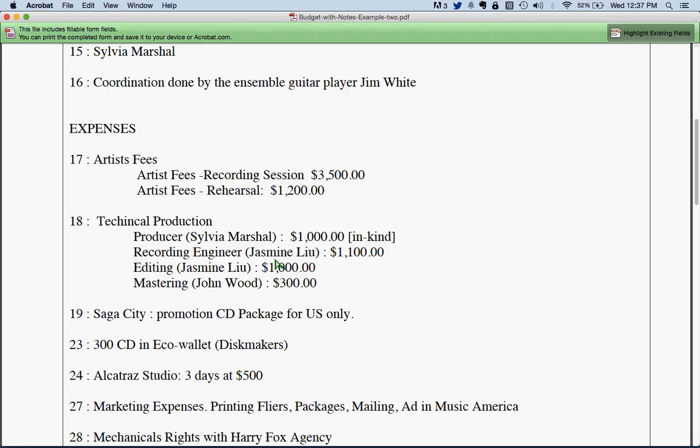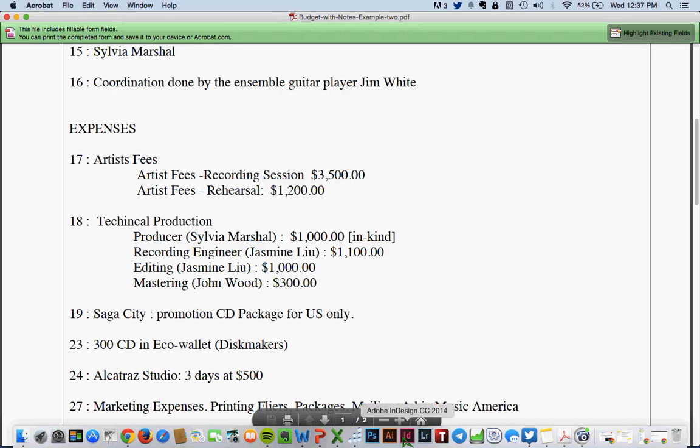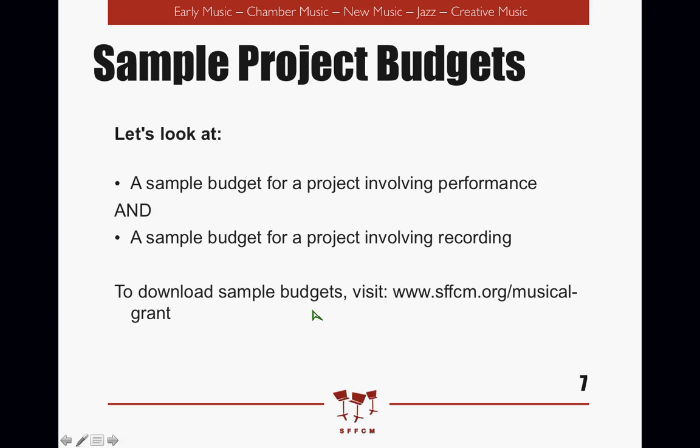I think that is it for this particular example. So let's go back to our PowerPoint. Some budgeting tips in addition to what we've been talking about in this presentation, or to really reiterate what I've been talking about, is income should equal expenses.